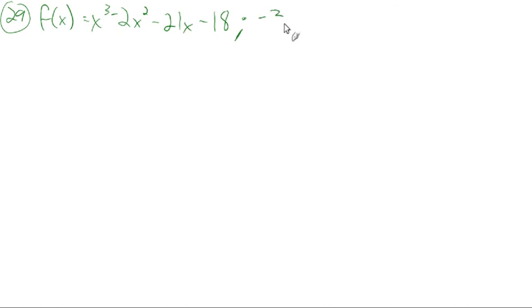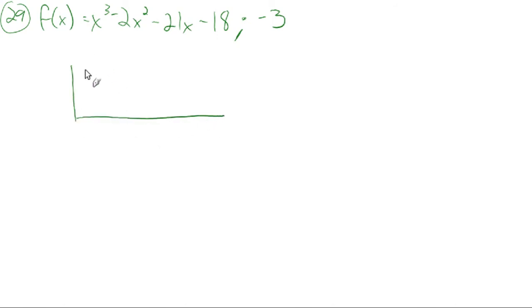Number 29. They give us this function. It's x cubed minus 2x squared minus 21x minus 18. And then they give this number to us, this number negative 3. What is the negative 3? It's a 0. Okay, if you've forgotten what the term 0 means, it means if we take negative 3 and put it into this function, we will get a 0. The whole thing will work out to be 0.